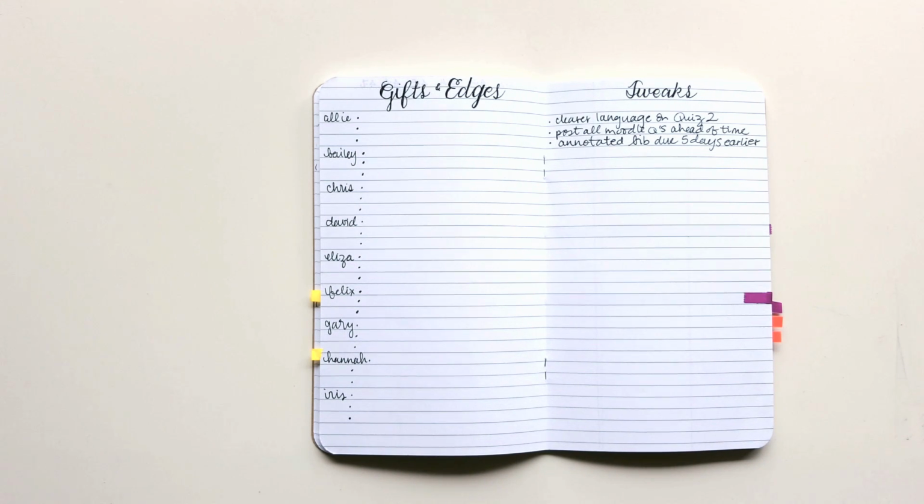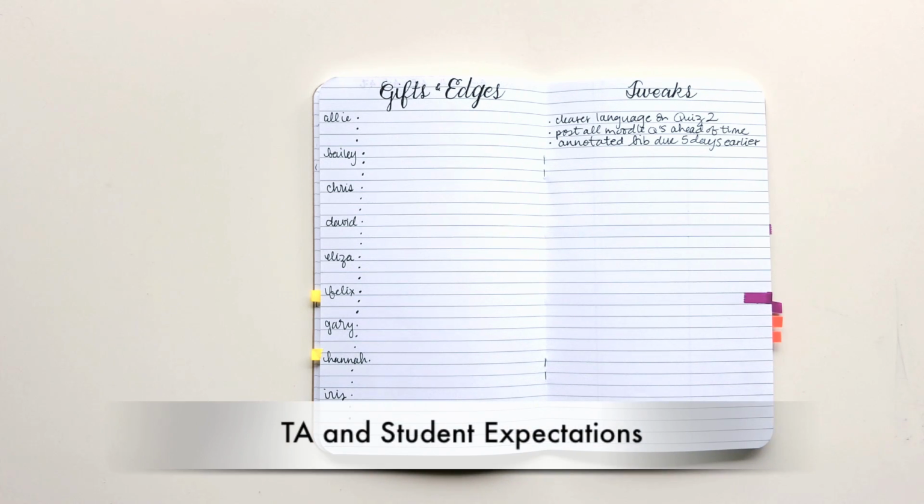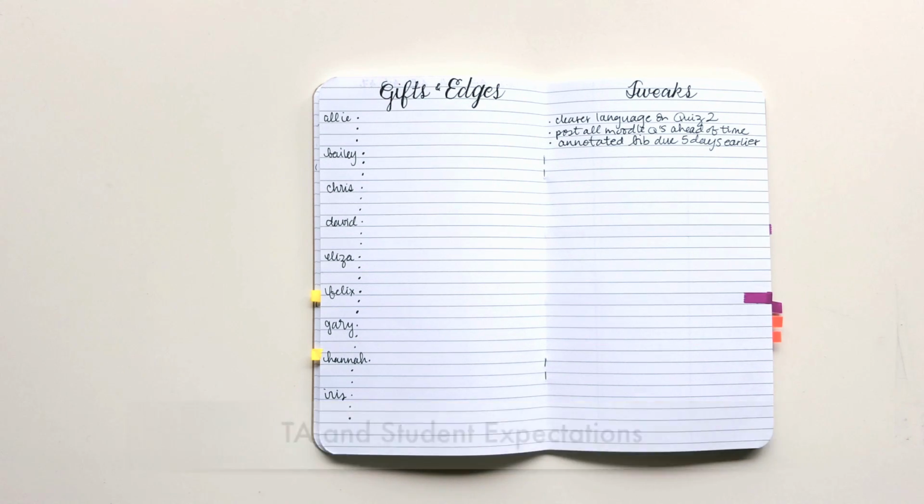Some of the other spreads that I also have are things like TA and student expectations. As I realize the things that I expect from my students and my teaching assistant, I jot them down so that I can communicate those to them and make my expectations clear. That way we can all do our jobs a little better, and we can partner in a better way.